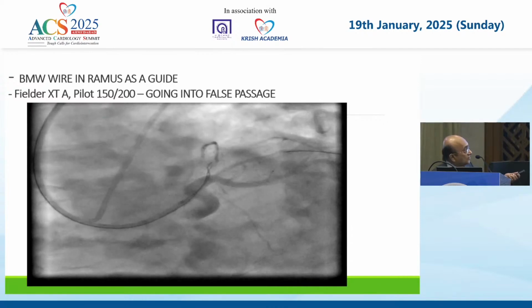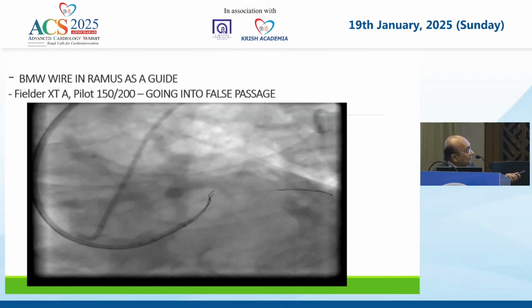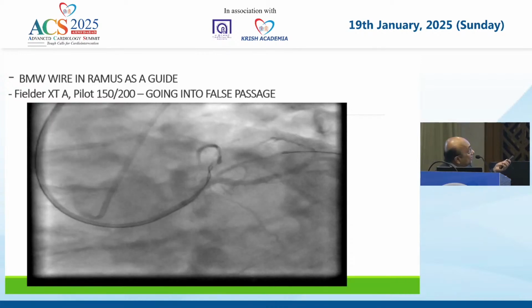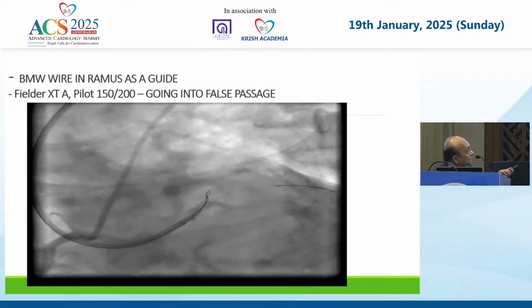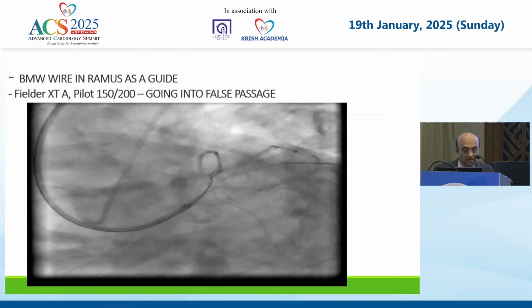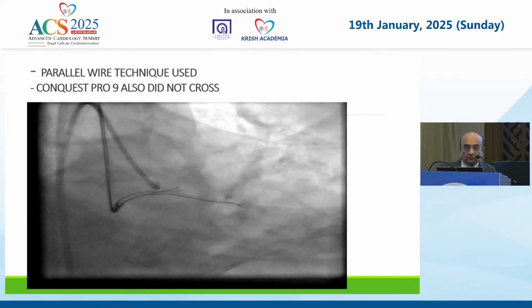by multiple injections a protrusion, a stump, I decided to enter with a Fielder XT-A wire, a Pilot wire, but both of them have gone into the false passage. So I said, let me go and try the retrograde approach.